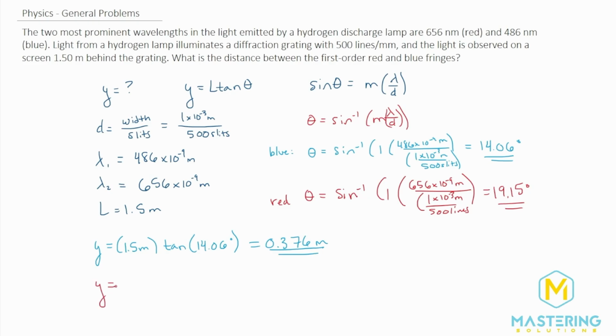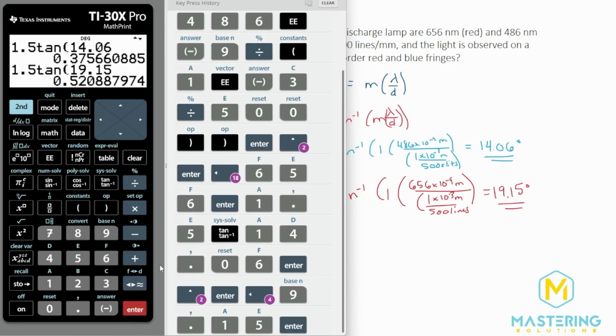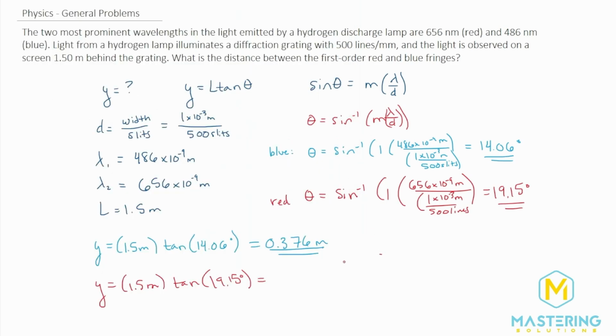Let's do the same thing for the red. So we have 1.5 meters times the tangent of 19.15 degrees. Okay, so 19.15. So that is 0.521 meters.